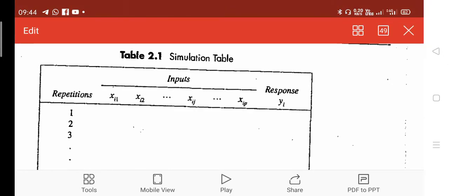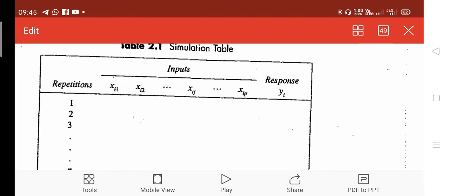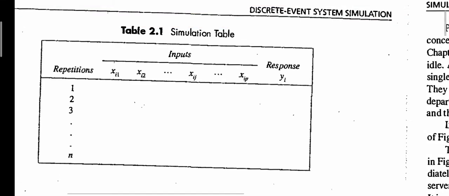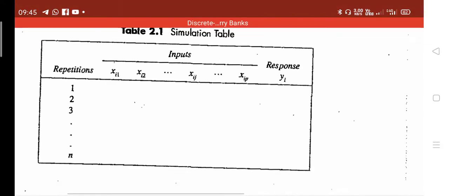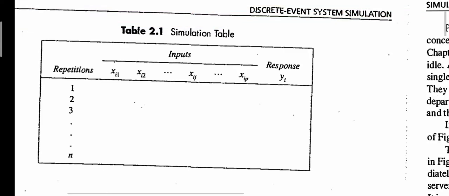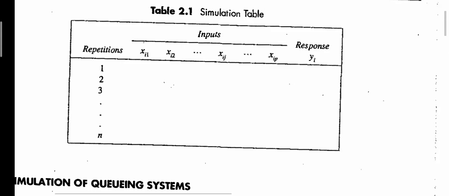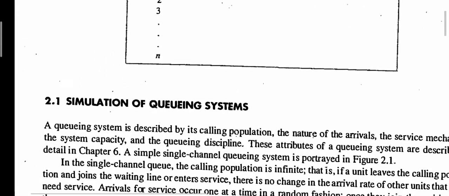Input as well as responses. So steps or repetitions are marked as 1 to n, different steps, or n number of times we are going to repeat the same task. Hence it is marked as repetition in the table, as you can see. And the various inputs are identified as x with suffix i1, i2, i3 and so on. And let the response or outcome for the said input, for the said row, be indicated as y. So yi, and it varies from one problem statement to another.